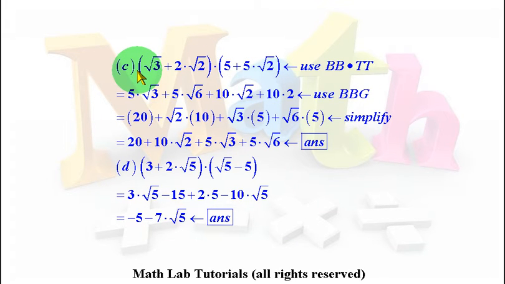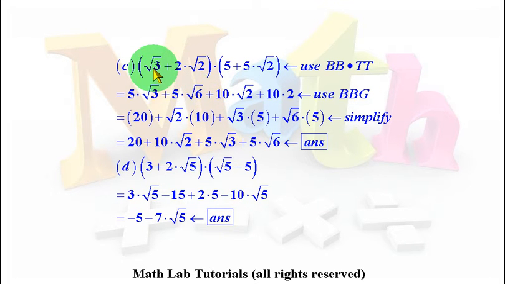Again, part C over here, the same sort of thing. We have a set of brackets here. We have a bullet, bullet, and then target, target. We're going to use the bullet, bullet, target, target method in order to expand. Okay, so let's start. Root 3 dot 5 is just 5 root 3. And then root 3 dot root 3 dot 5 dot root 2 is just 5 root 6.